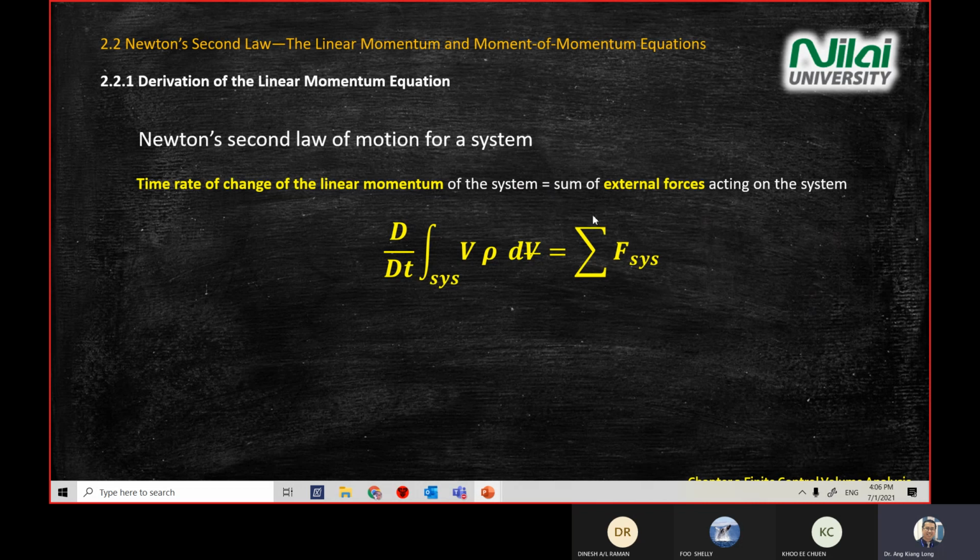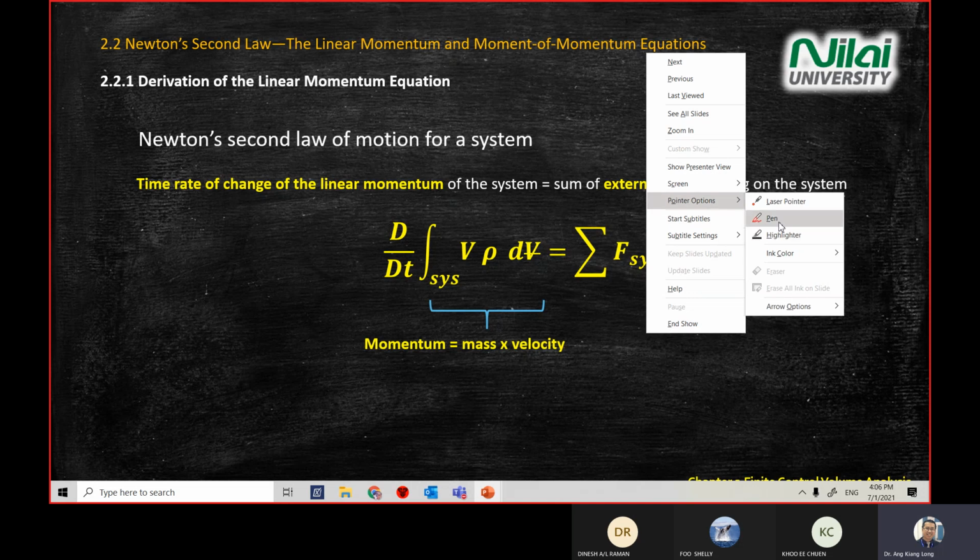You need to define that the sum of all the force equals the integration of velocity times density times the volume, then divided by time. The integration here is the integration of the system. If you take your rho times volume, you'll get mass. Mass times velocity, you'll get momentum.